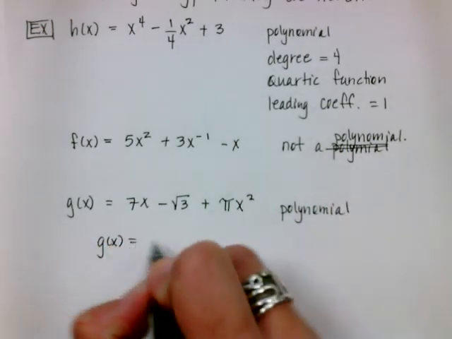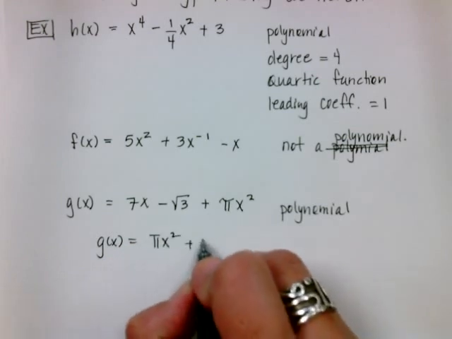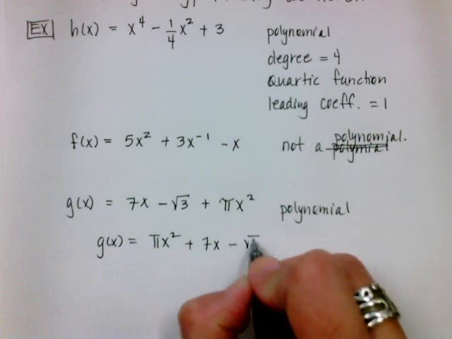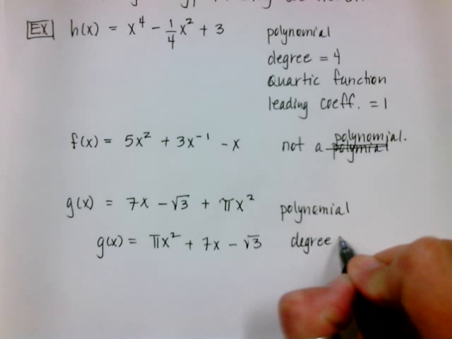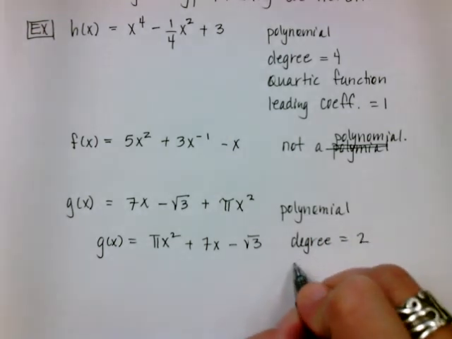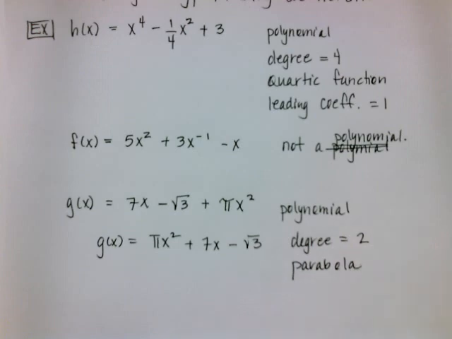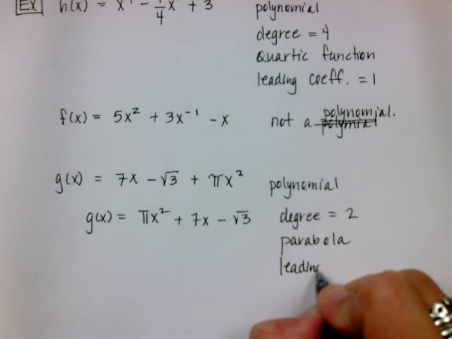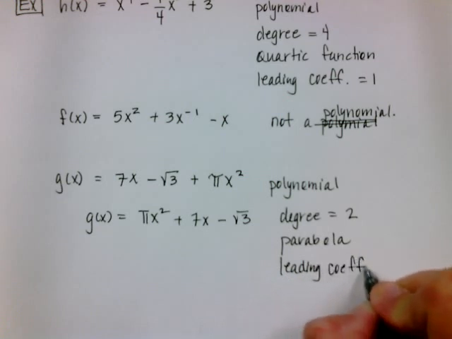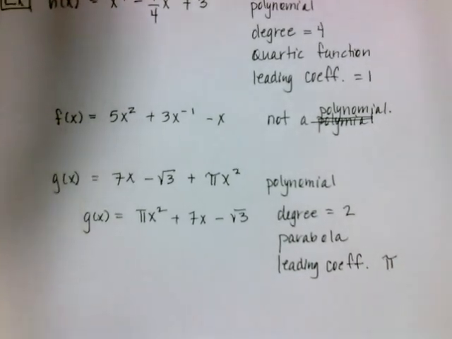So I would rewrite it as pi x squared, that's my highest degree, plus 7x and then minus radical 3. The degree is going to be 2. It is a parabola, because a second degree is a parabola, and my leading coefficient, which is a little bit weird, but remember it's just a number, is pi. So my leading coefficient is pi.